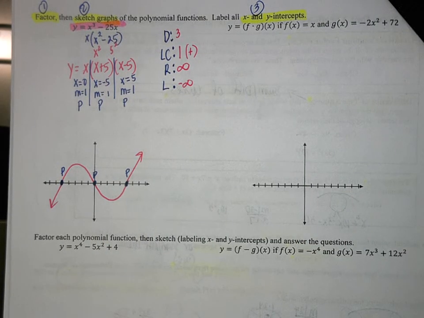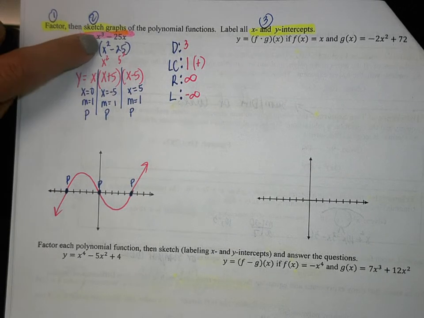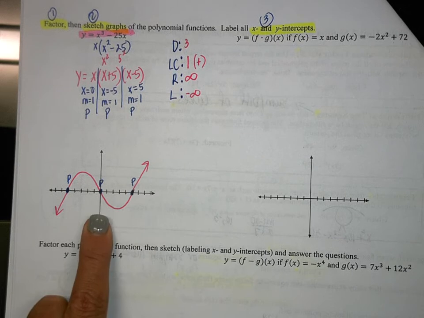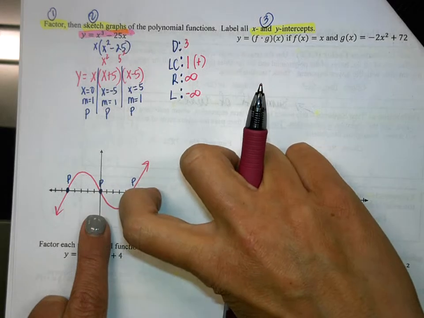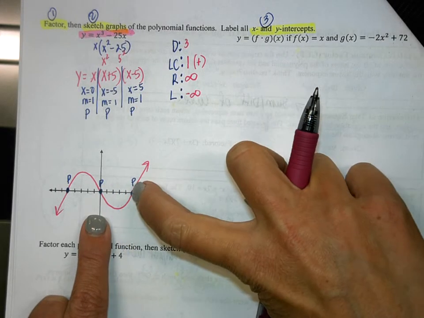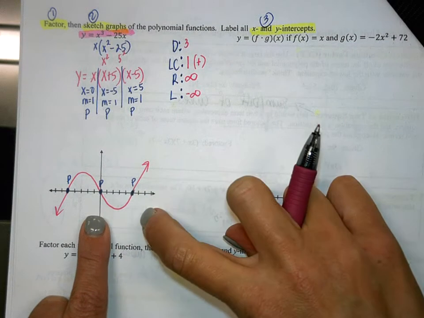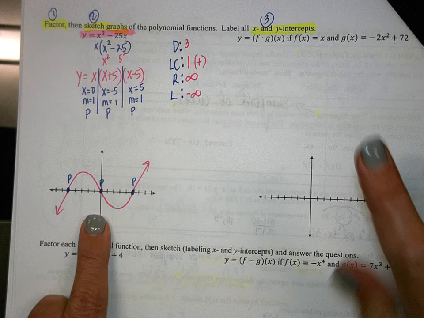Let's double check that we have all the information. Did we factor? Yep. Did we sketch the graph? Yes. Did we label our x and y intercepts? Yes. How are they labeled? They're labeled because see how we have these little slash marks here? We know this is at 5 because it's at the 5th slash mark. If you didn't have the slash marks, you would have to mark that this is a 5 or make the slash marks. Does that make sense? Okay, so we're done.